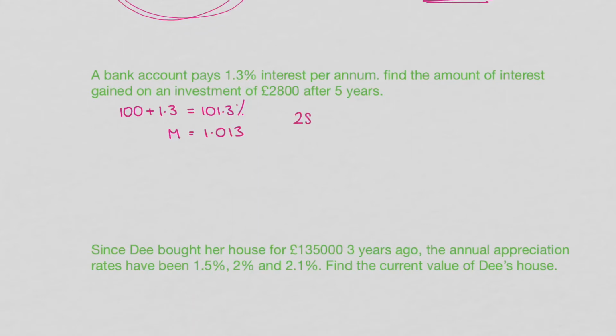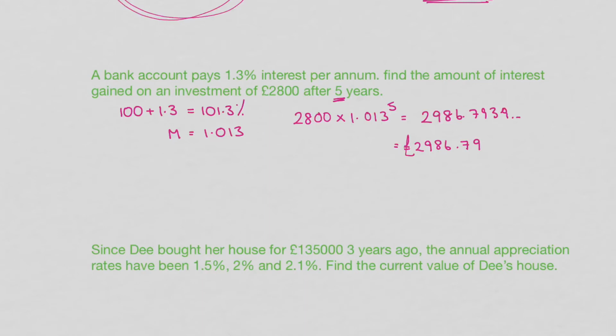So we're doing 2,800, original value, times the multiplier, and then the power is the amount of times this percentage change has happened. So when we work that out on a calculator, 2,800 times 1.013 to the power 5, we get 2986.7939 and some other numbers. So in money, £2,986.79.